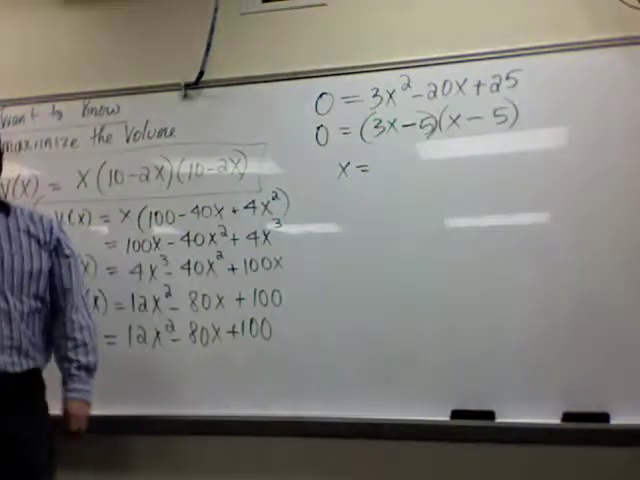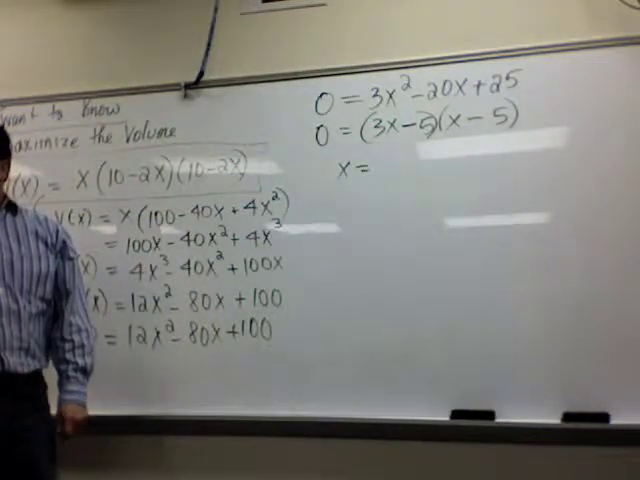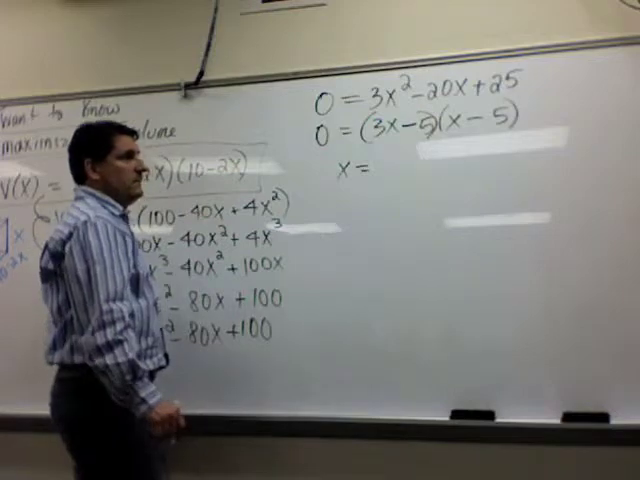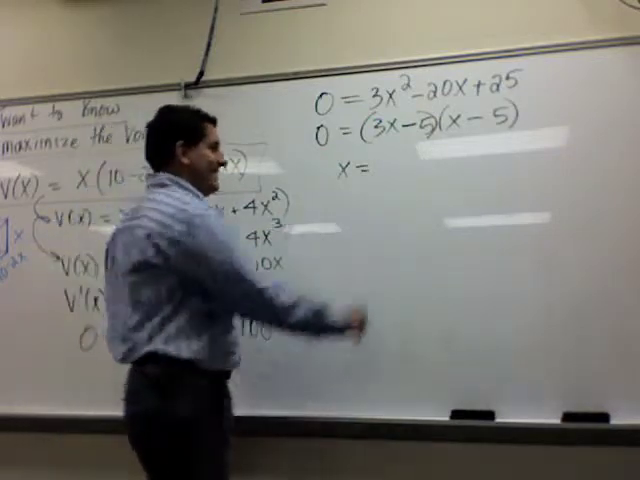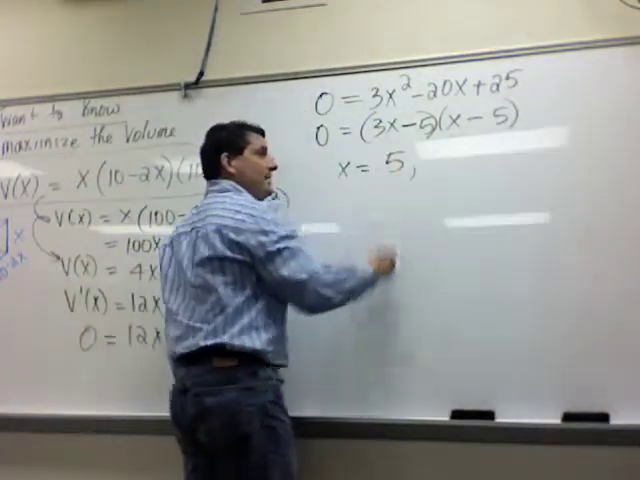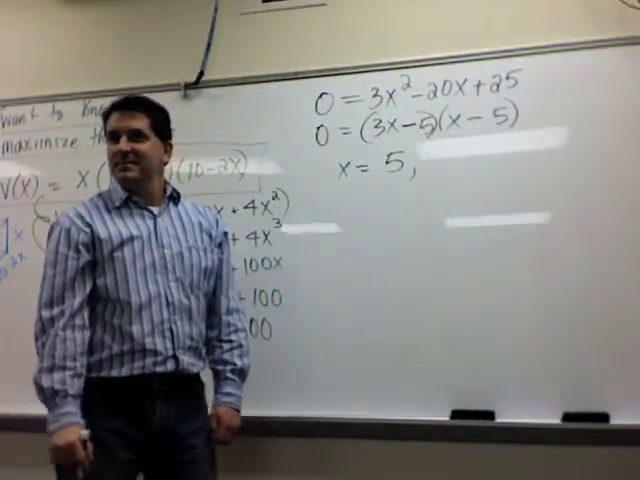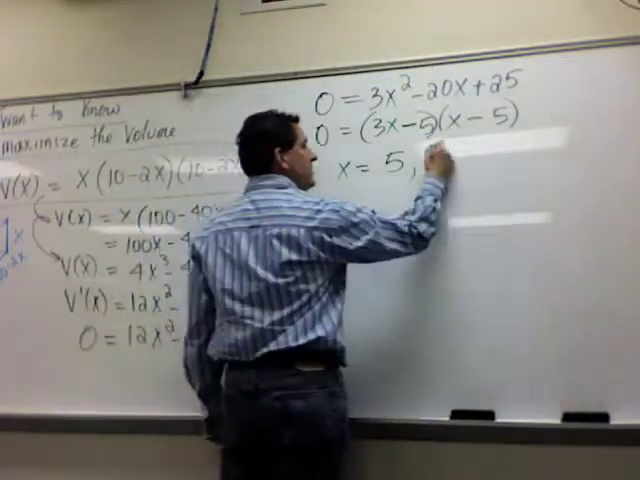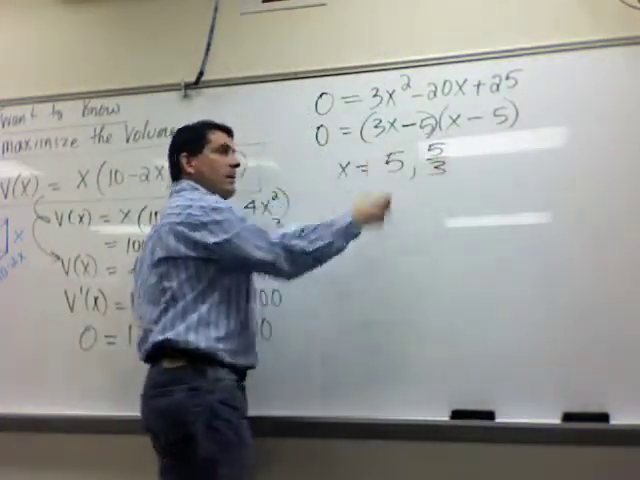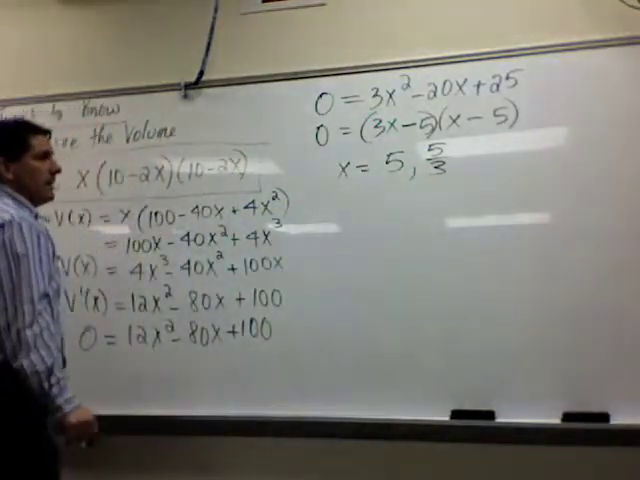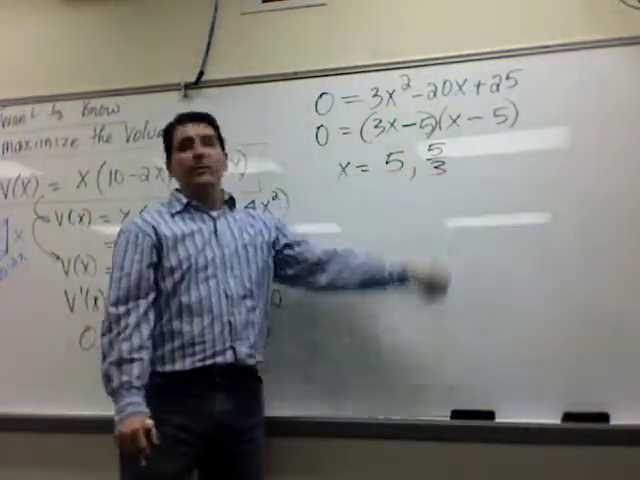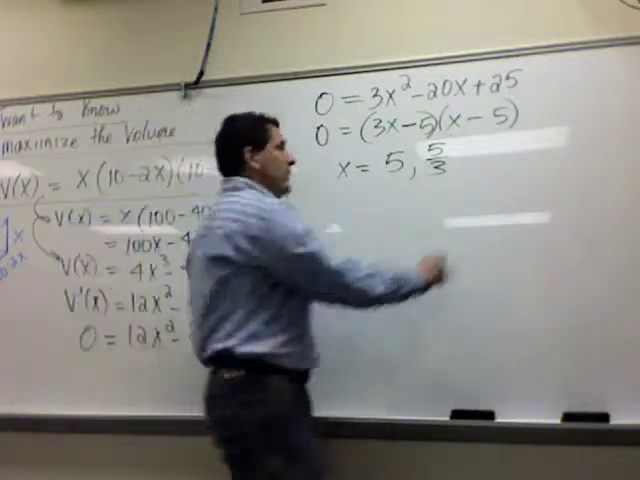What are they? 5 and 5/3. Okay, remember, let's make a 0. We set it equal to 0 and solve, we get that. What are 5 and 5/3? Critical values.